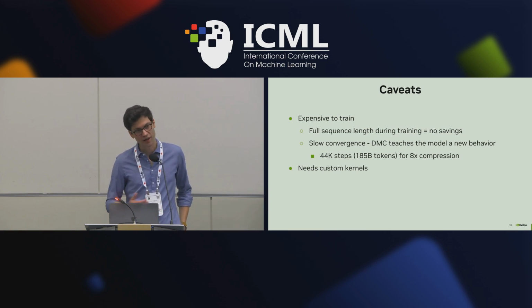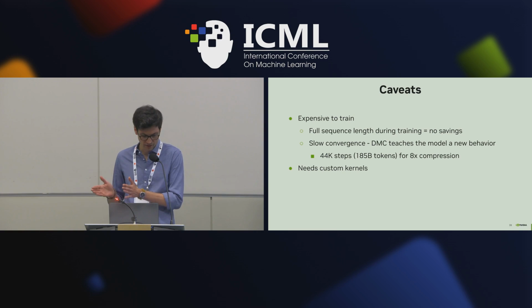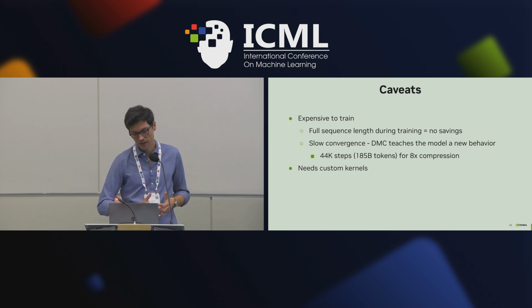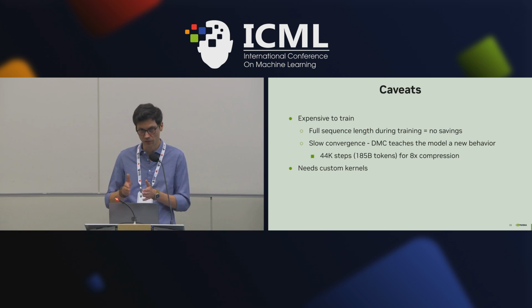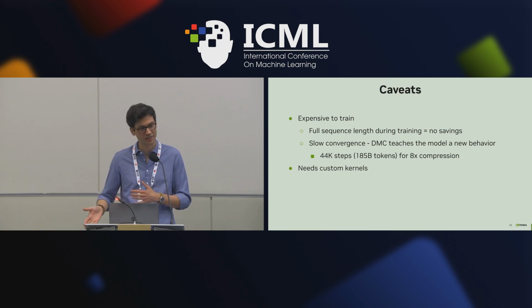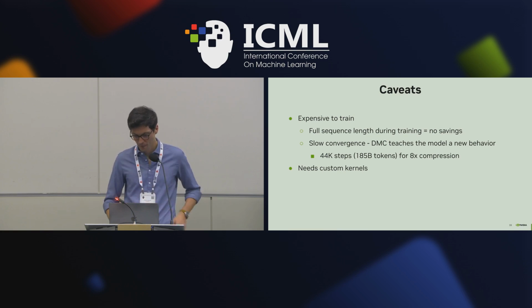Also, another caveat when you compare it to vanilla training is that during training, you keep the full resolution, right? You need all intermediate accumulation steps, so you don't reduce the resolution during training. That makes every training step of DMC a little bit even more expensive than the training of the vanilla model.